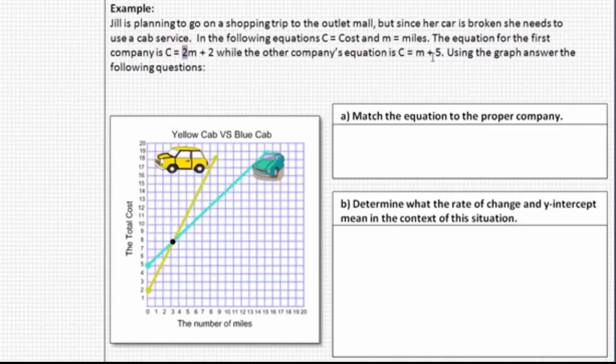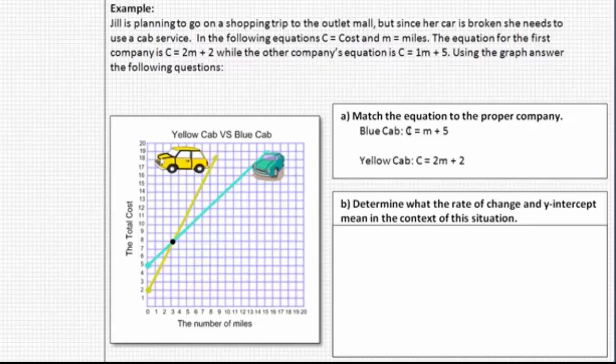Whereas C equals M plus 5, remember, if there's no number, there's always a 1 hiding there. And so that means the rise is 1 and the run is 1. And from that 5, sure enough, it looks like it's going up 1 over 1, up 1 over 1. And so definitely the blue cab is the equation C equals M plus 5, whereas the yellow cab is C equals 2M plus 2.